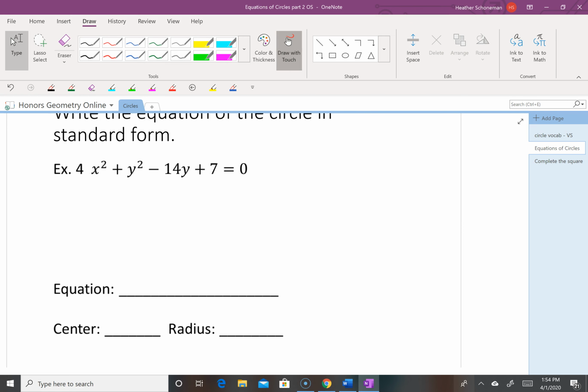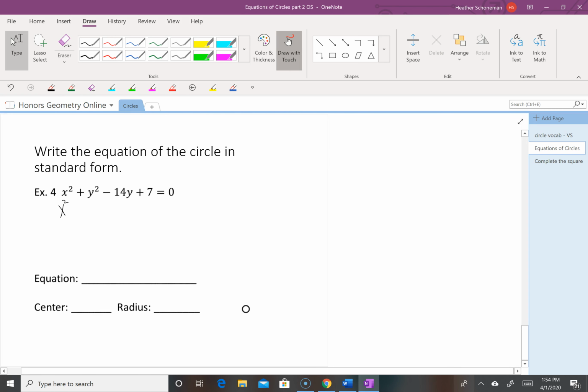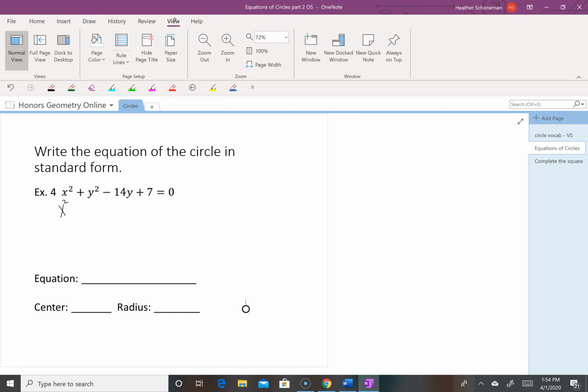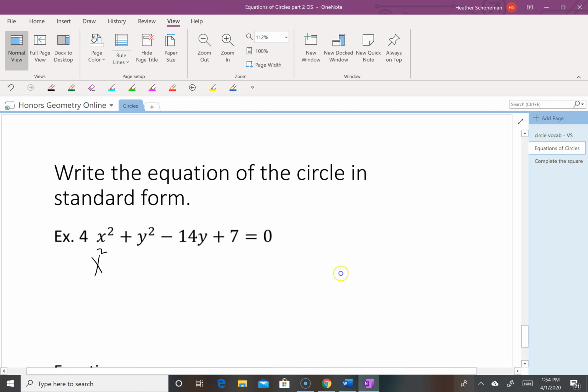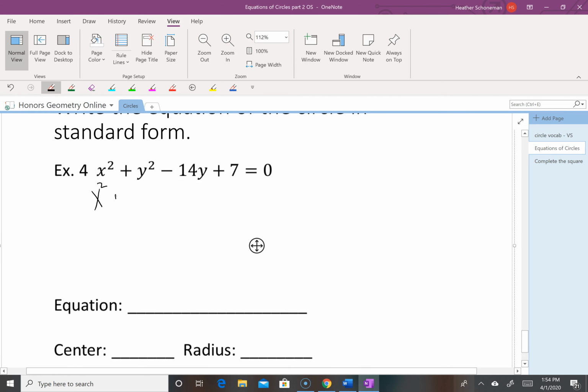Same thing. I want to group the x's and y's. So I'm going to have x squared. Oh, but there's no x. That's interesting. Okay, so there's no x. So I'm just going to do plus blank. The y's would be y squared minus 14y plus blank equals. This +7 goes to the other side, so it becomes -7.